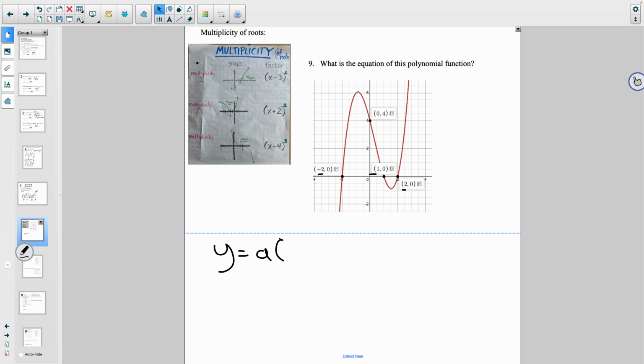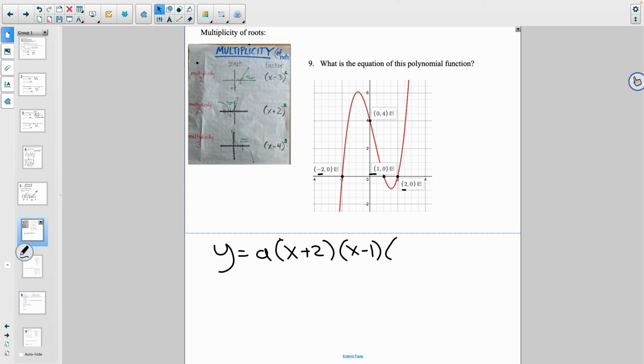And now we can write all of my roots. So for this x-intercept, negative 2, remember we want to put the opposite. So here, instead of negative 2, we'll do x plus 2, right? And that's because if I make x negative 2, then this thing will equal 0. Negative 2 plus 2 is 0. So it's going to be the opposite. So for this one, for 1, it'll be x minus 1.